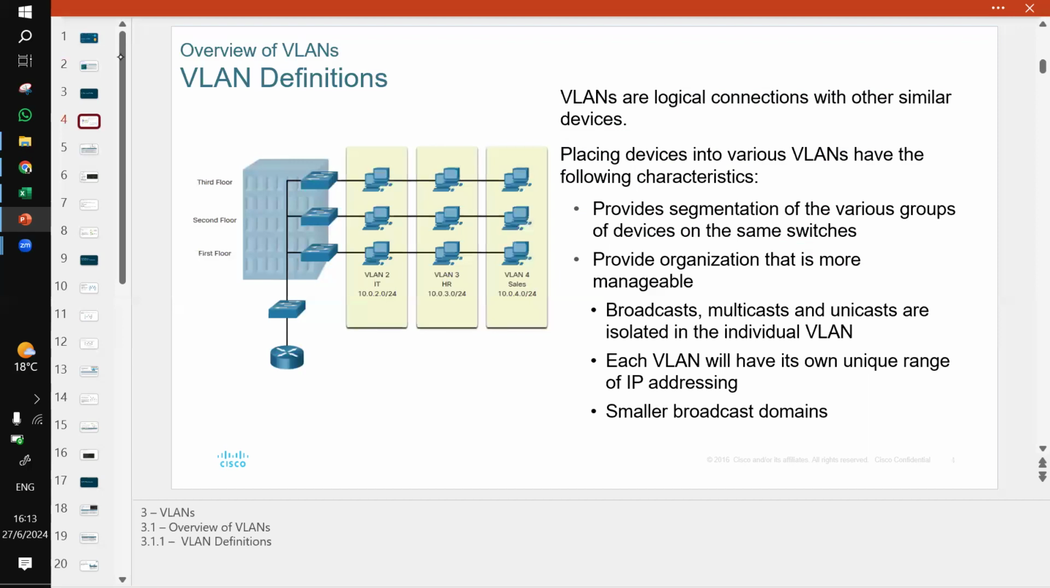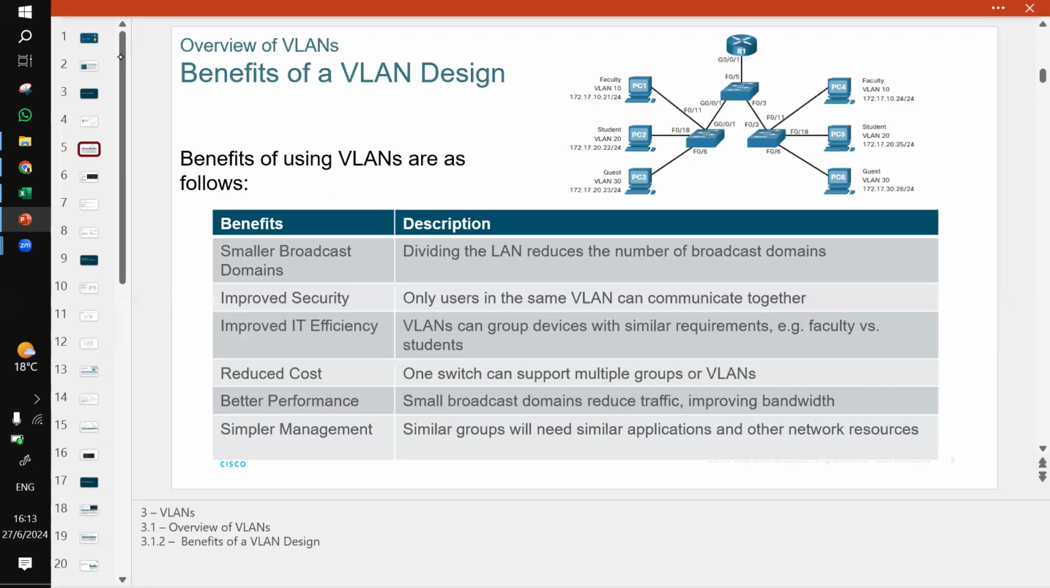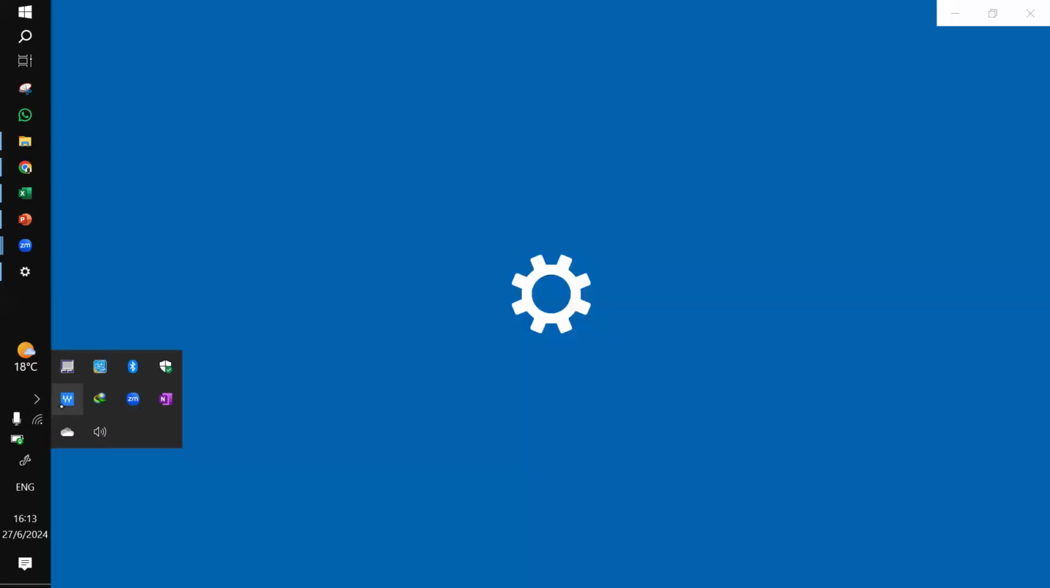Right. The definition of VLANs is theory. What is a VLAN? Logical connections of similar devices, blah, blah, blah, the whole story. The benefits: smaller broadcast domains, improved security, IT efficiency, reduced cost, better performance, simpler management. I explained the cost already. In terms of security, you will see with VLANs, let me put it this way.